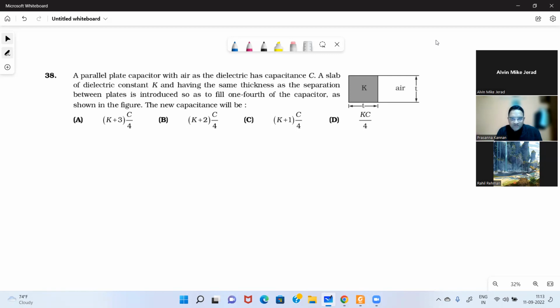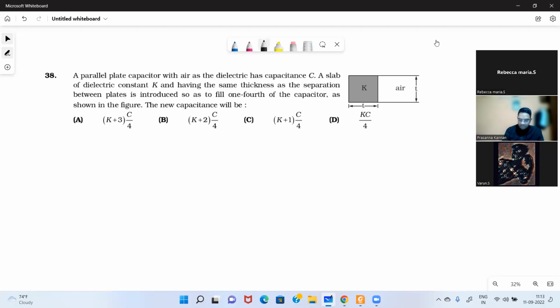Okay. So let's look at this question. A parallel plate capacitor with air as the dielectric has a capacitance C. A slab of dielectric constant K and having the same thickness as the separation between the plates is introduced so as to fill 1/4 of the area of the capacitor as shown in the figure. What is the new capacitance going to be? So are you able to see this? Yes, sir.